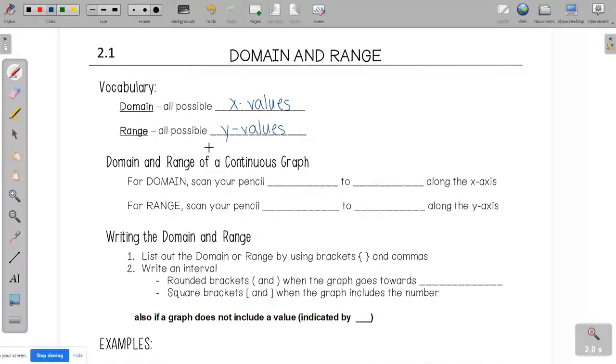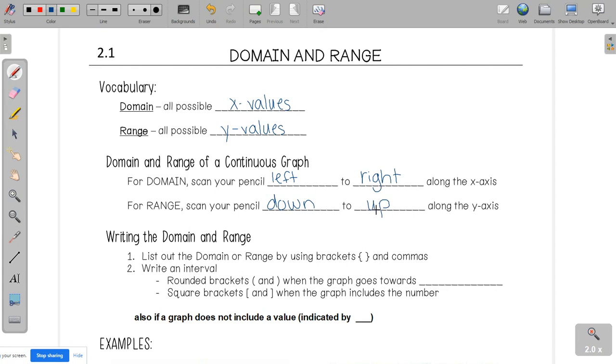When we are looking at a graph, for the domain, we are going to scan our pencil from left to right, and this will be along the x-axis. And for the range, we're going to scan our pencil from down to up along the y-axis. So this is going to tell us what values are our ending points to make our domain and range.